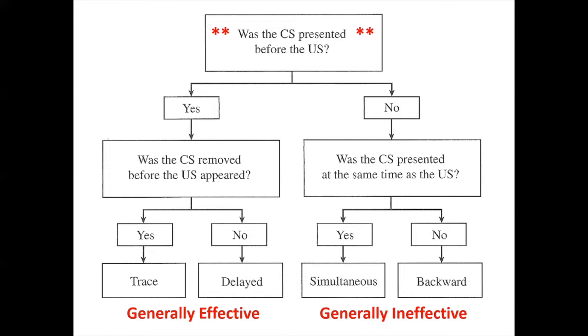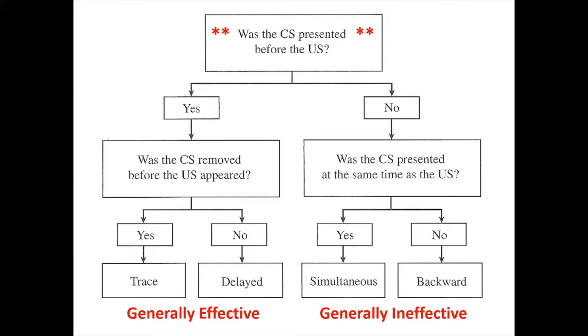So trace conditioning and delay conditioning are quite effective procedures for getting a person or an animal to acquire a conditioned response. In the other less effective procedures, the CS does not occur before the US does. It either occurs at the same time as the US does, as in the case of simultaneous conditioning, or the CS actually occurs after the US, which is how backward conditioning works. But again, those procedures tend not to work very well.